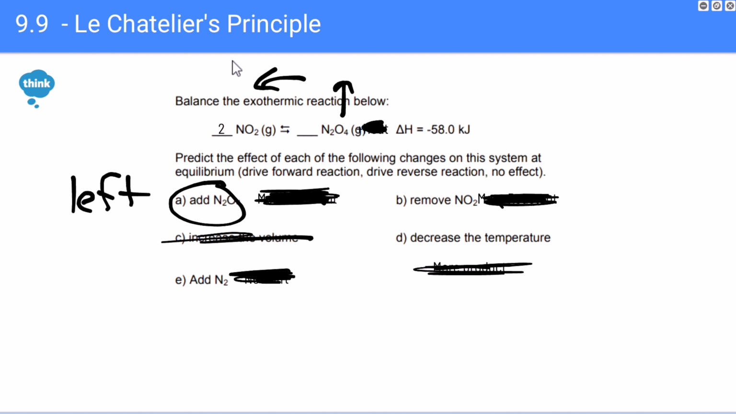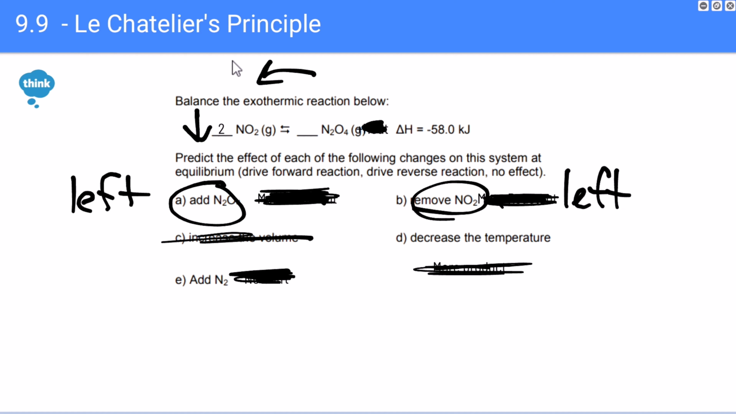Okay. Next one here. Remove NO. So NO is going to go down. We're removing a reactant. So in order to reestablish equilibrium, we're going to shift left to make more reactant. So that's all I really want to know. Am I going to shift left, shift right? You can say more reactant, more product. Either of those are perfectly acceptable as long as you're in some way, shape, or form indicating changes or chemical changes in the reaction in order to reach equilibrium.